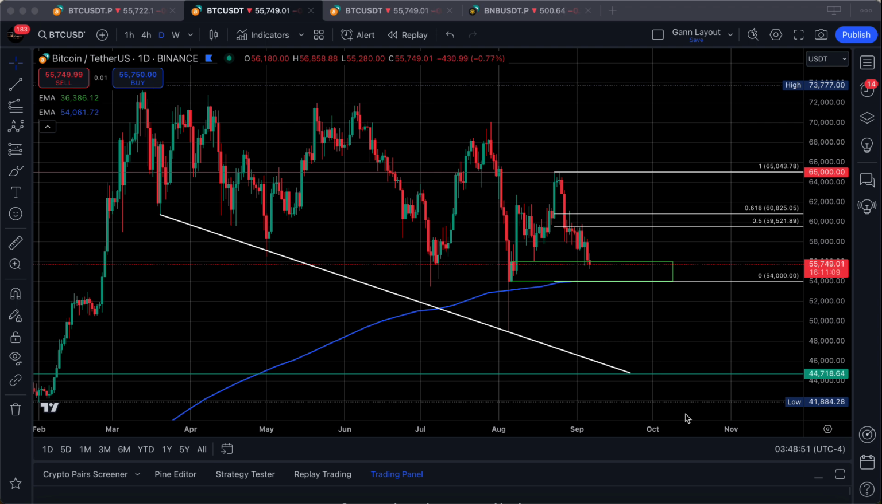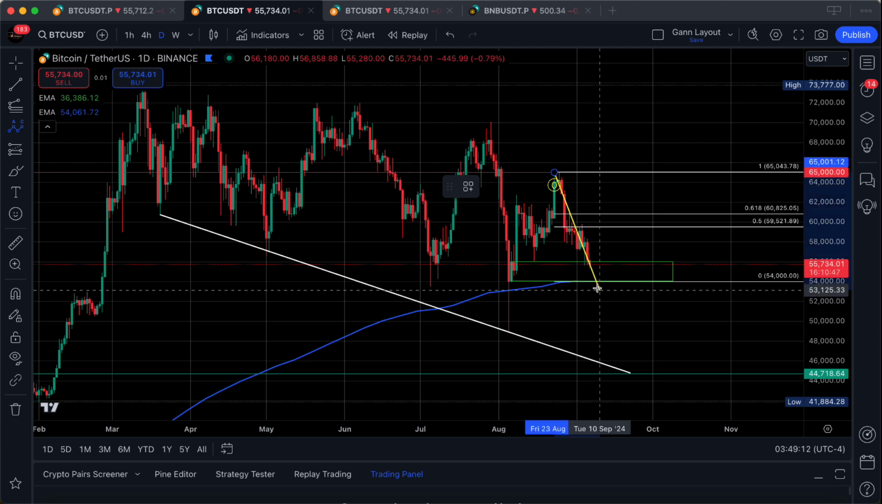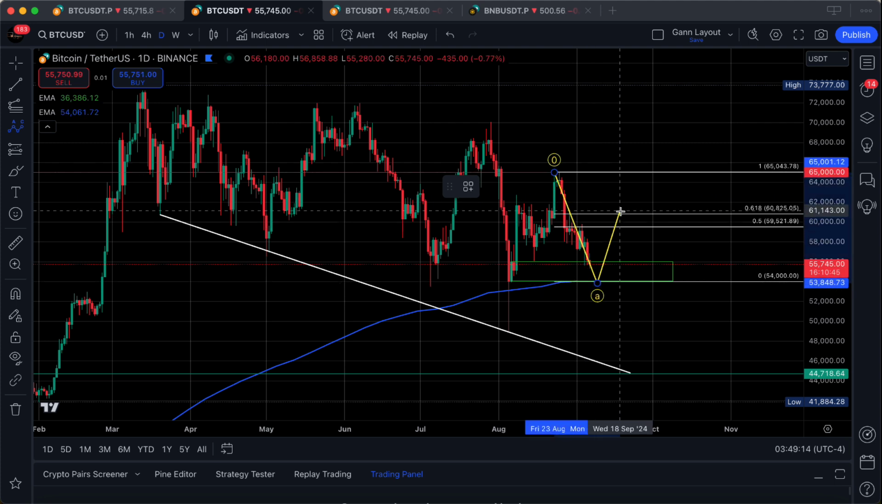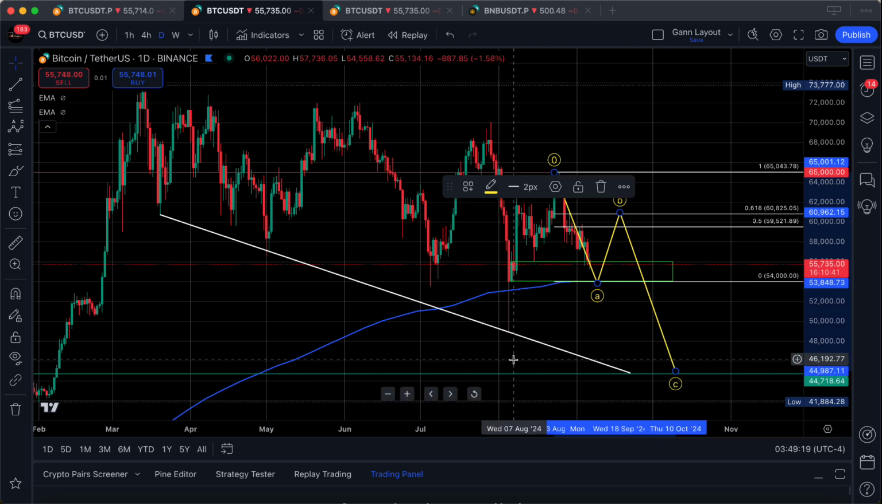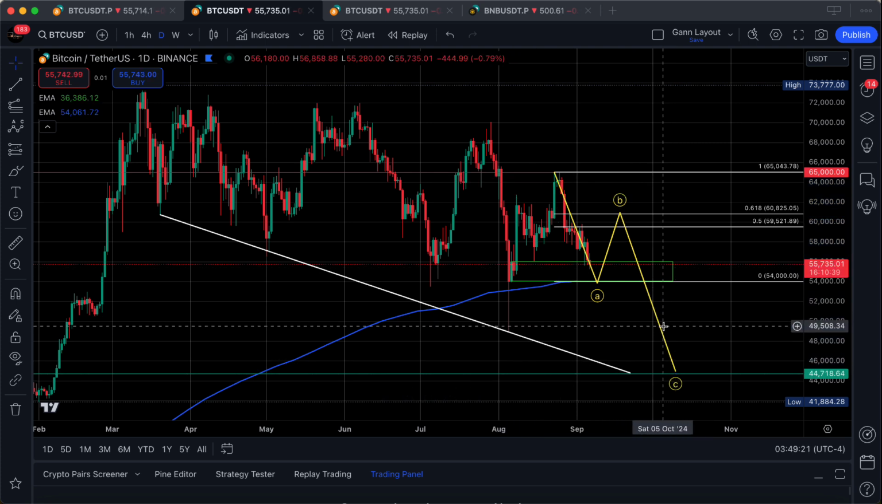Okay? Now let's begin with the TA. We begin with the macro picture. I'm still of the opinion that Bitcoin is in a fourth wave correction, in a complex and prolonged fourth wave correction, which is in the final stages right now. I am expecting a three-wave move, an ABC, A, B, C, and the target is at around 45K.